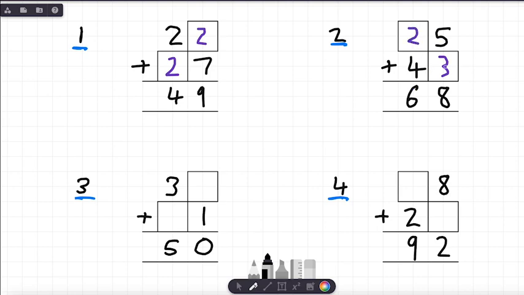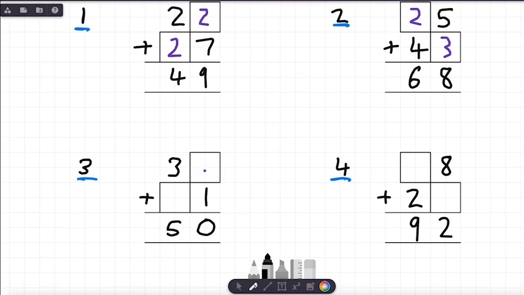So 25 plus 43. This one, something plus 1 is 0. So this must be 10. So we've got a 9 here. 1 plus 3 is 4, plus another 1 gives us 5, gives us the 50.